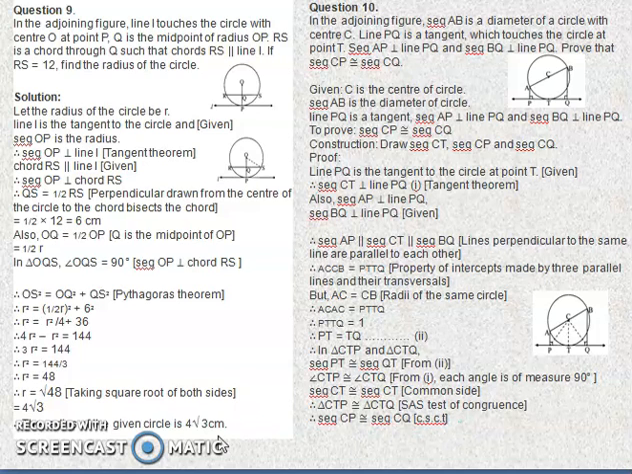Hope you must have understood this till question number 10. The problem set 3 we have completed in this video.